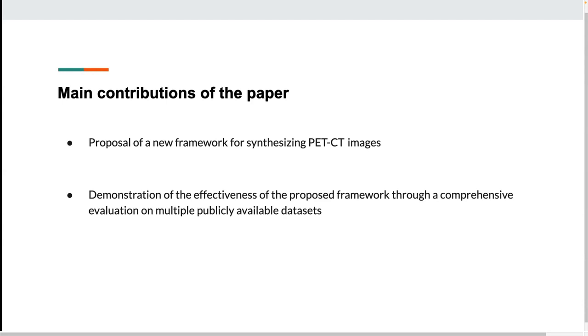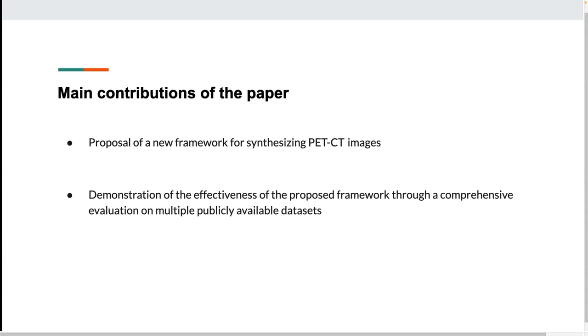The other contribution of this paper is the demonstration of the effectiveness of the proposed framework through a comprehensive evaluation on multiple publicly available data sets. Also, they included visual assessment and quantitative measurements such as SSIM and PSNR. These are the measurements of the tests they have done in this paper, and we're going to talk about this in depth later in the slides.